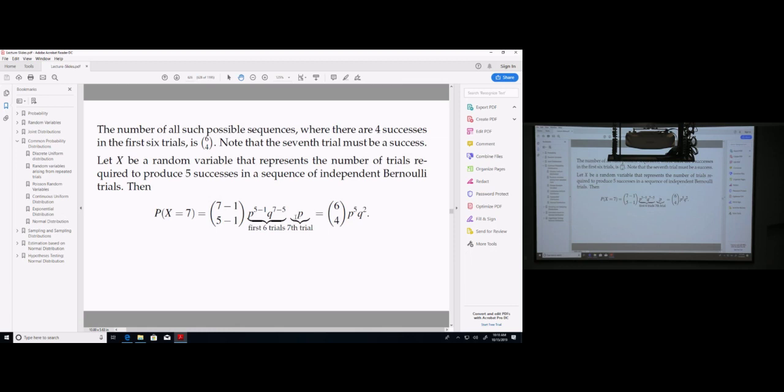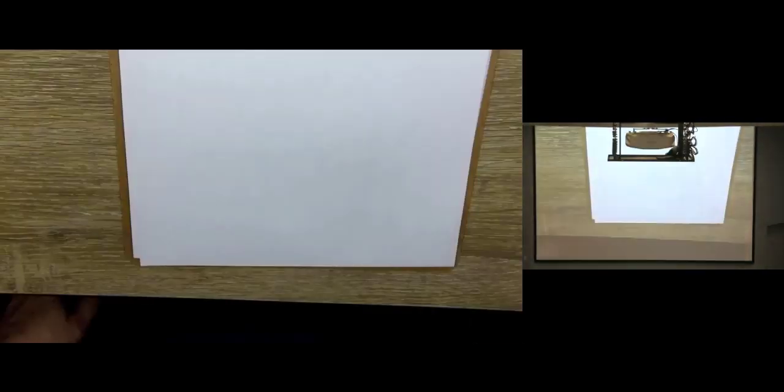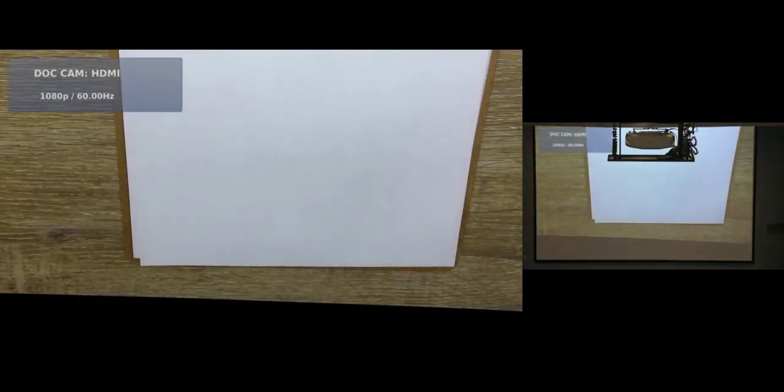The 7th trial has to be reserved for the success. And then in front of it, there are altogether 6 trials, out of which you have to put 4 trials for successes, and the remaining slots for failures. So that explains this. Now, when we were preparing the slide, we explained it this way, but you don't need to do this, because there is an easier way to think of it.